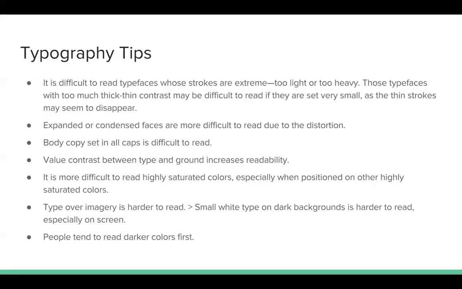It's more difficult to read highly saturated colors, especially when positioned on other highly saturated colors. So think of a red font over a bright green background, extremely difficult to read. Type over imagery is hard to read, especially small white type on a dark background, and it's especially hard to read on the screen. And also, people tend to read darker colors first because they notice it first.